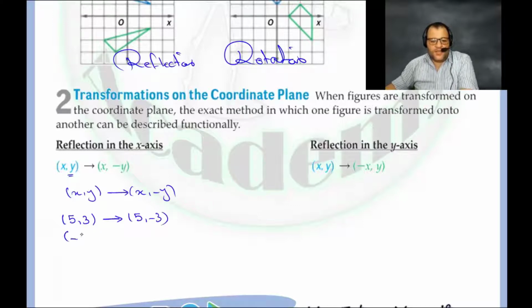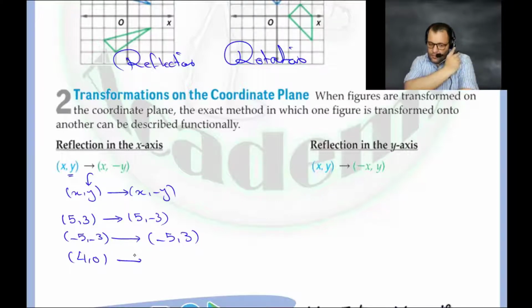Suppose that we have negative 5 and negative 3. What is the image? Negative 5 and 3. Just change the sign of y. So if we have 4 and 0, its image would be 4 and 0. There is no such thing as 4 and negative 0, so its image will be 4 and 0.